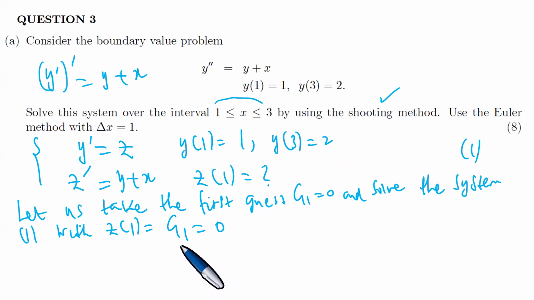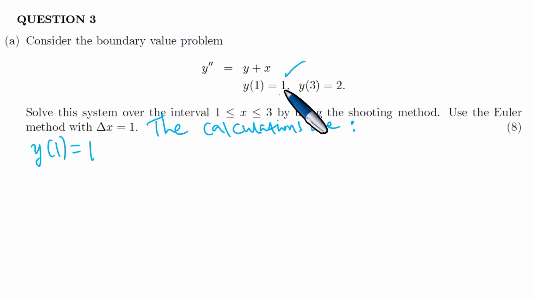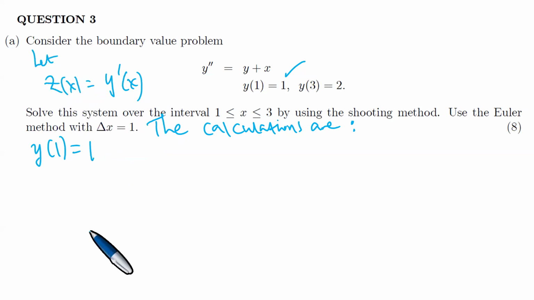Now, the couple of things that remain very important here. So we note that the calculations are, okay, the calculations are y1 equals 1, okay, according to what is given. And then we're going to do z1. But you already know that, for instance, we said zx is y primed of x. That became like our substitution. So we said let this be the case. And then now we're going to compute Z1.